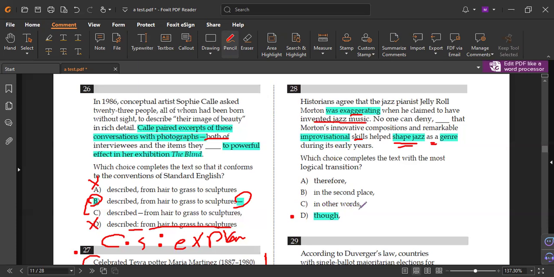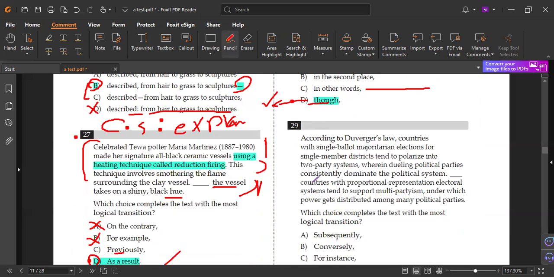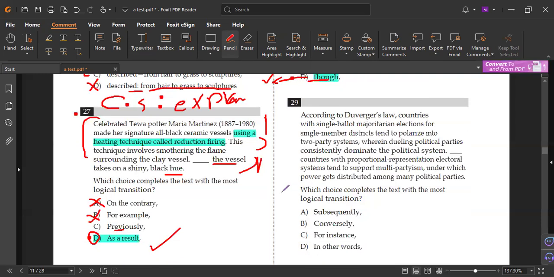Because in other words means I'm going to explain the same idea. But this is not the same idea. He said here he was exaggerating. Here he didn't explain again or emphasize or prove. So it is letter D, correct. That is right. And of course it's not cause and effect, as you know. Let's try the next.